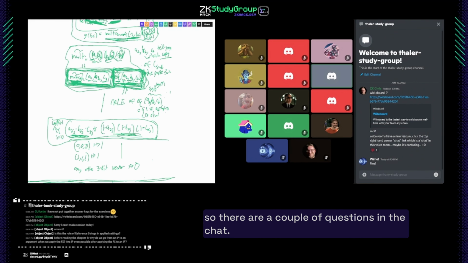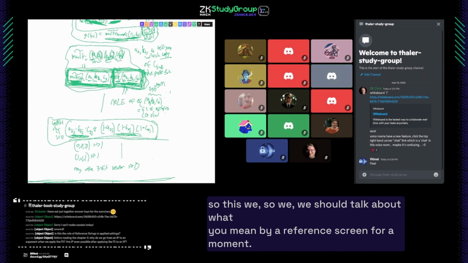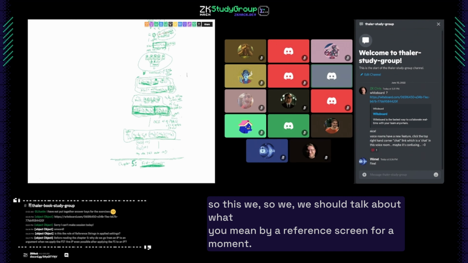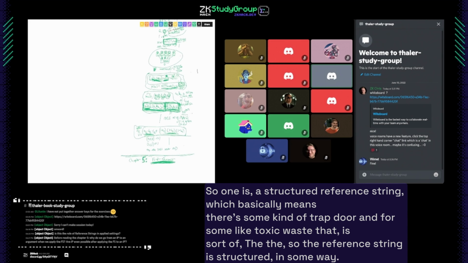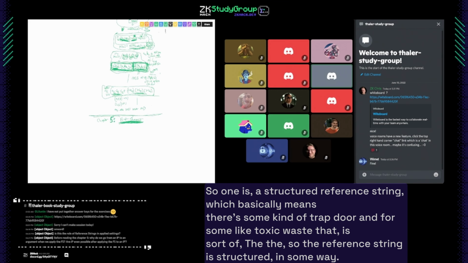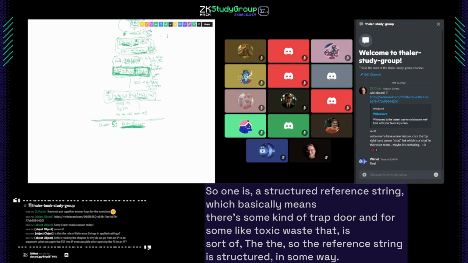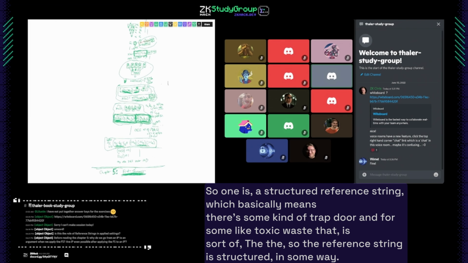Okay, so there's a couple questions in the chat. One is, what is the role of reference strings in applied settings? So we should talk about what you mean by a reference string for a moment. There are two kinds of reference strings. One is a structured reference string, which basically means there's some kind of trapdoor and some toxic waste, and the reference string is structured in some way.